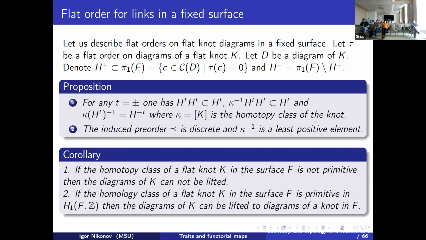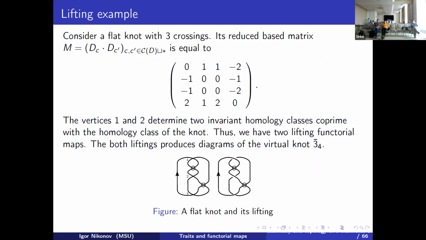If we have such an order, we can define such a functorial map. And the last corollary gives some sufficient conditions for when a knot can be lifted and when it cannot be lifted. If the homotopy class of a knot is not primitive, it cannot be lifted because there is no such order. Another case: if the homology class is primitive, then we have such an order, and the diagram of knots can be lifted.